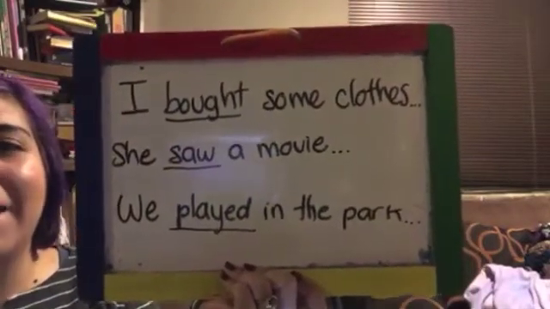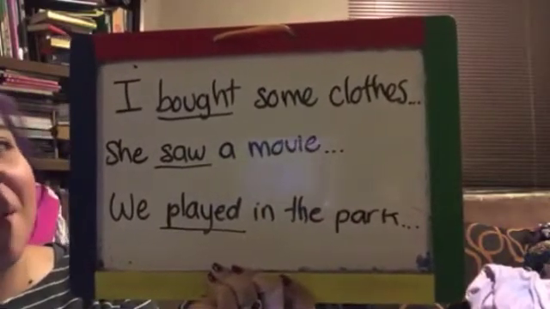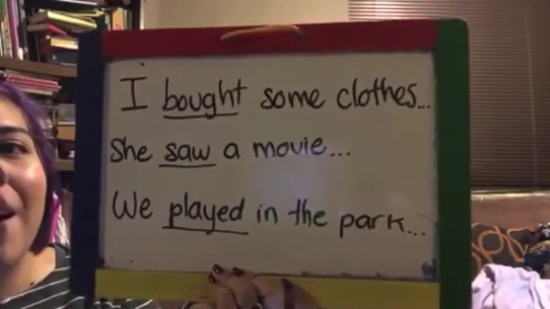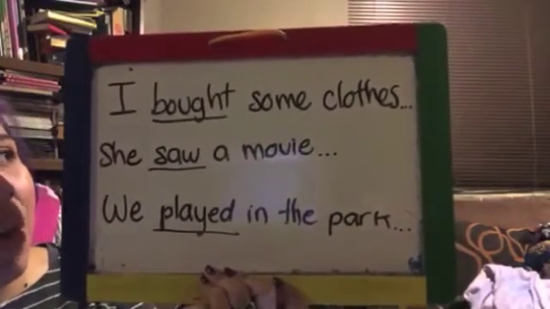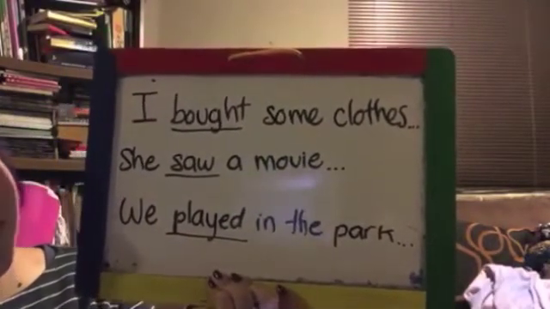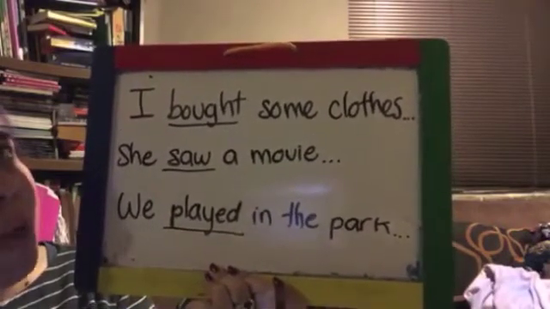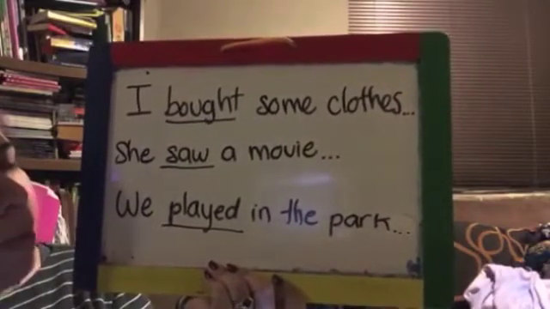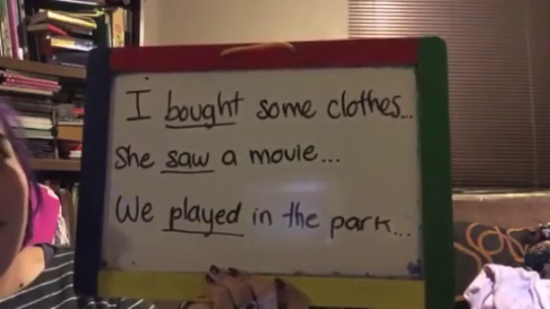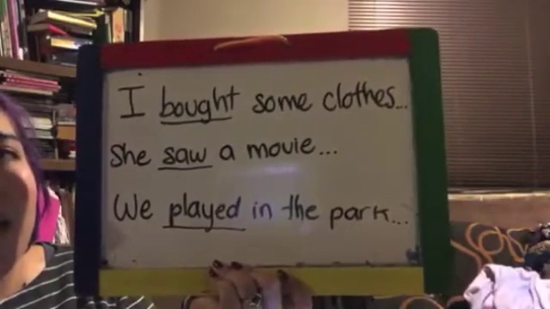Okay, you are right. All of these sentences have their verbs in past. So this means that these sentences are or were actions that occurred in the past. I bought some clothes, when we don't know. She saw a movie, we don't know where. But the last one is, we played in the park. We don't know what or where, but certainly these actions were made in the past.